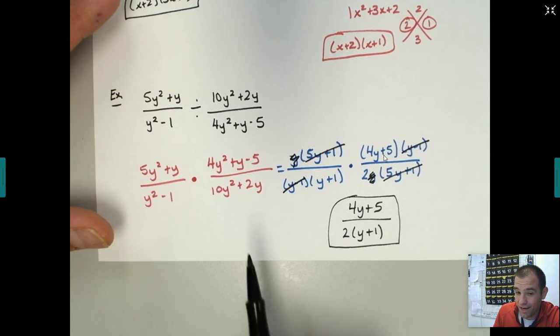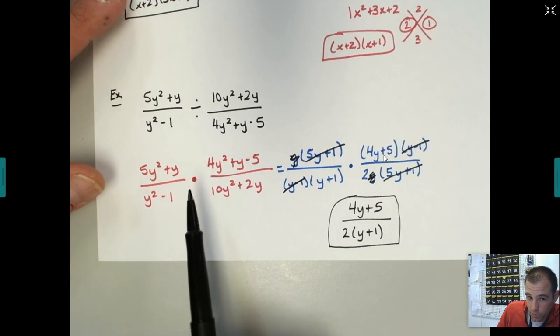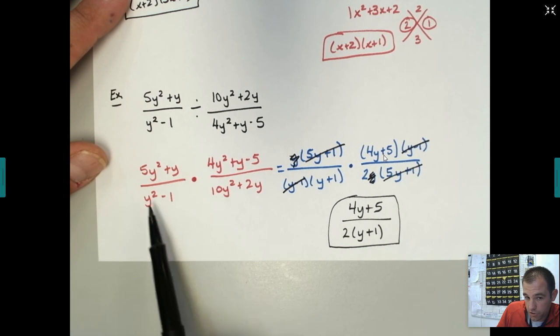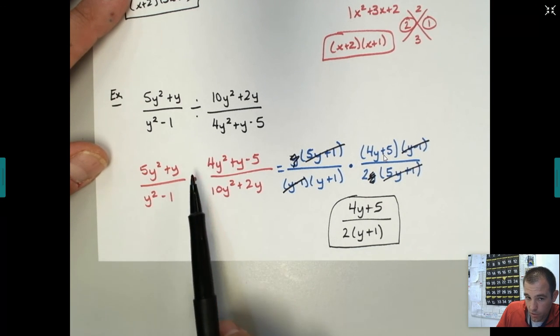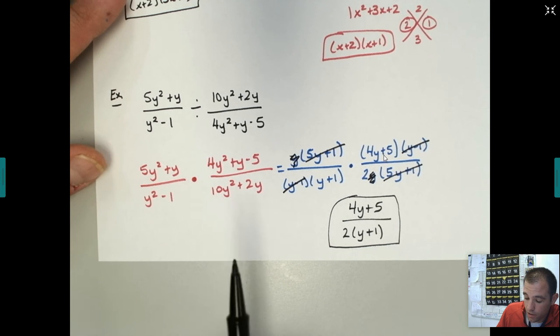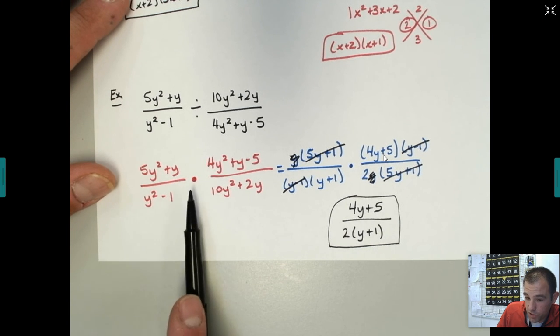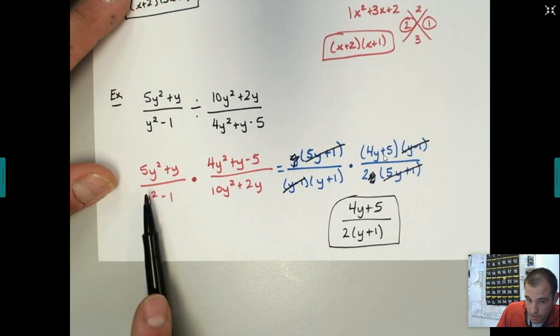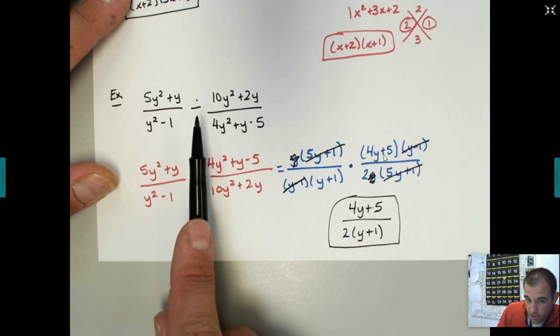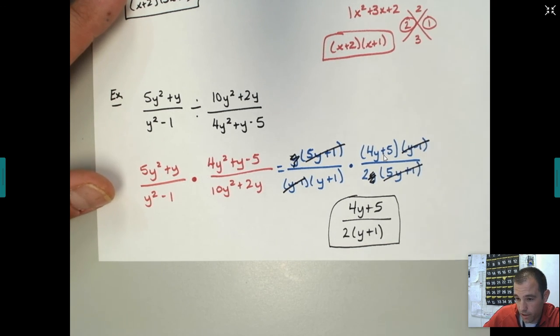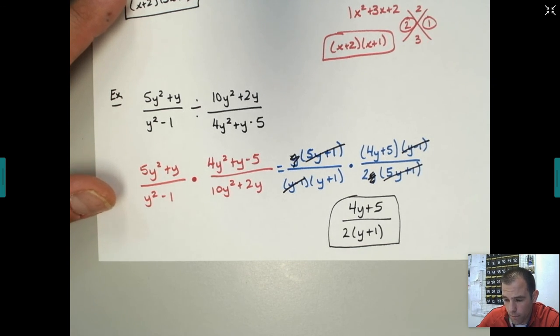As you can see, dividing is exactly like multiplying after you change it. So change divide to multiply, flip the second fraction. You might have heard keep, change, flip. Keep the first one the same, change divide to multiply, flip the second fraction. All right, those are our notes for multiplying and dividing rational expressions.